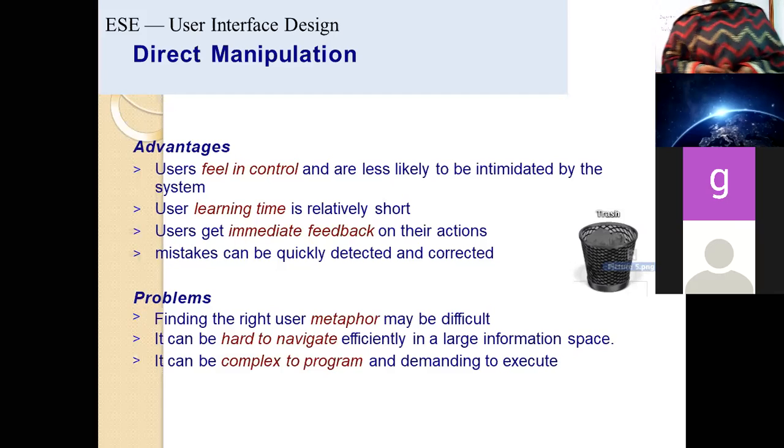Problems with direct manipulation: finding the right user metaphor may be difficult. It can be hard to navigate efficiently in a large information space. This will be a problem. Finding the right user metaphor. What does metaphor mean?